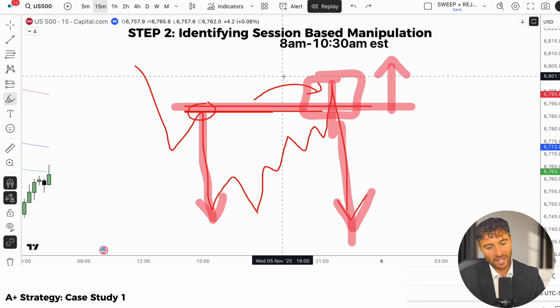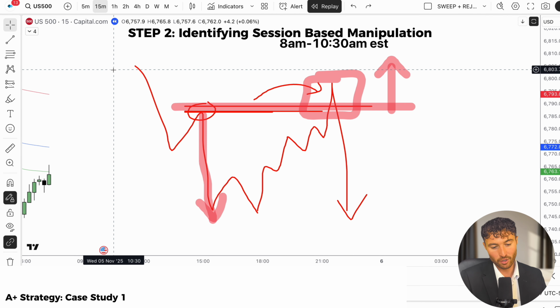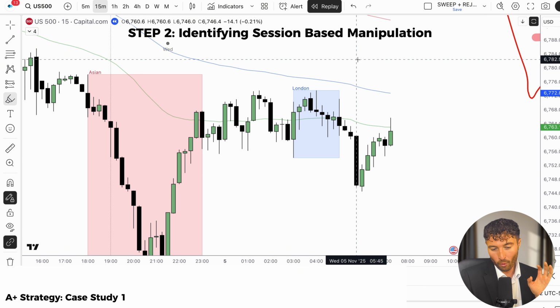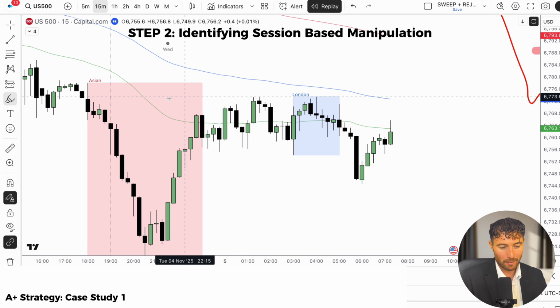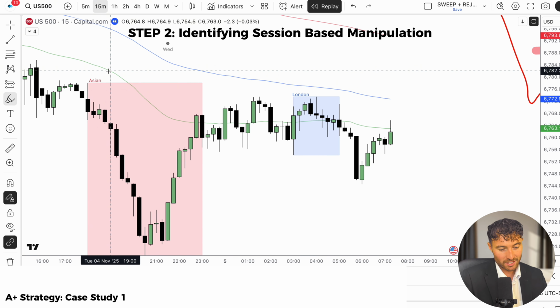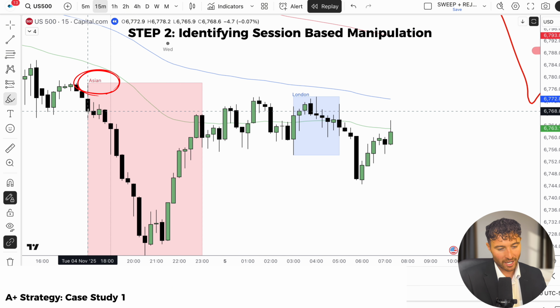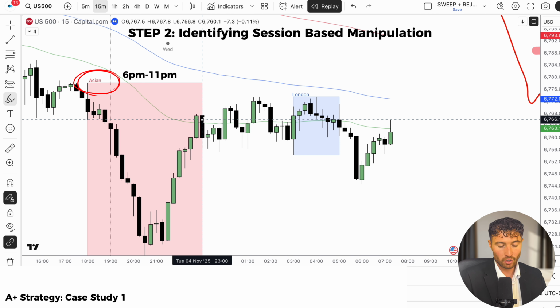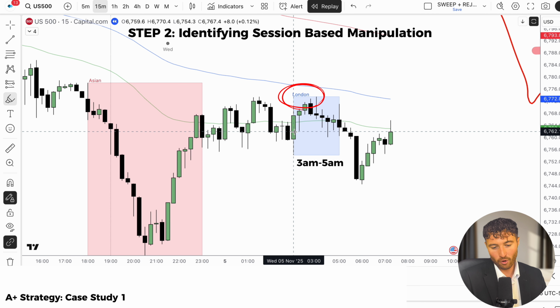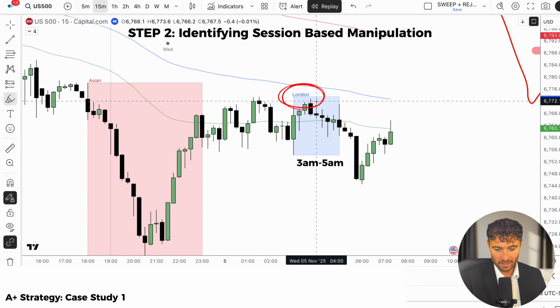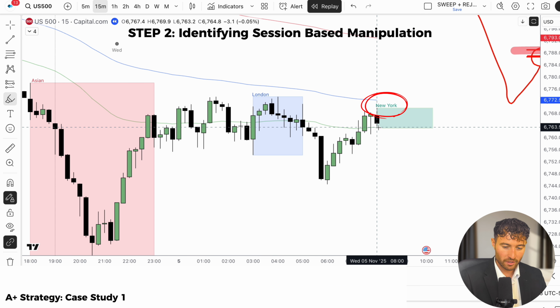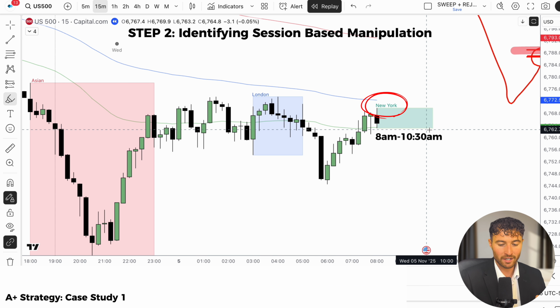But now let's translate this over to a real trade example. Okay, so in order to identify our session-based manipulation, we need to identify our sessions on the chart, right? And we have the Asia session. This is from 6 p.m. until 11 p.m. Eastern. We have the London session from 3 a.m. until 5 a.m. Eastern. And finally, we have the New York session. This is from 8 a.m. until 10:30 a.m. Eastern.